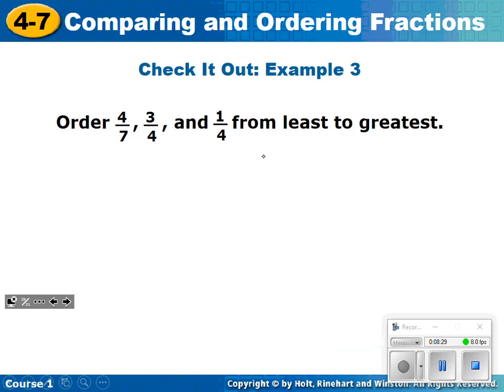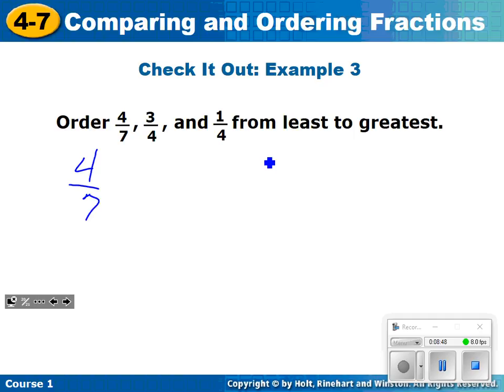So we got another one. Next one. 4/7, 3/4, and 1/4. Give me a common denominator. Brett, what's the common denominator? What's the common denominator? 28.